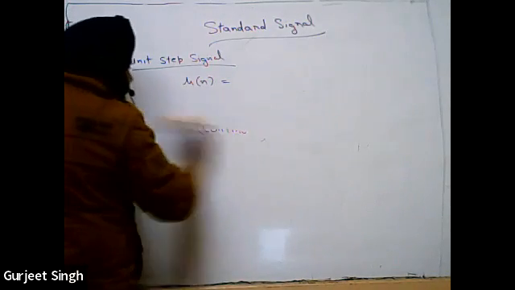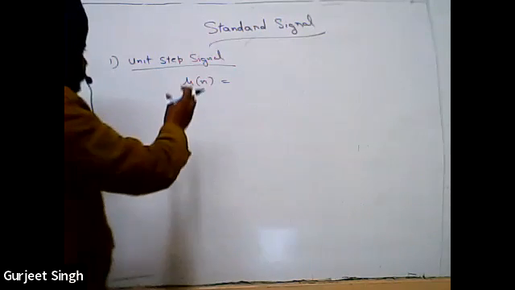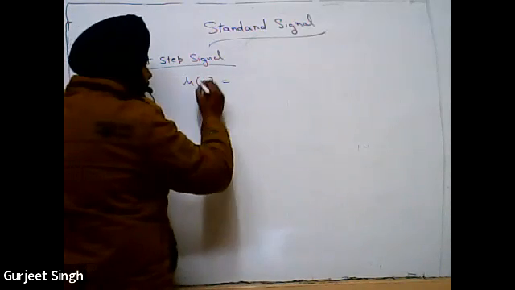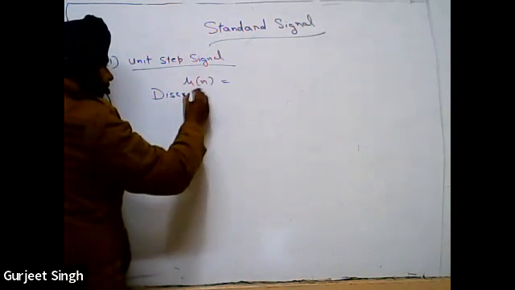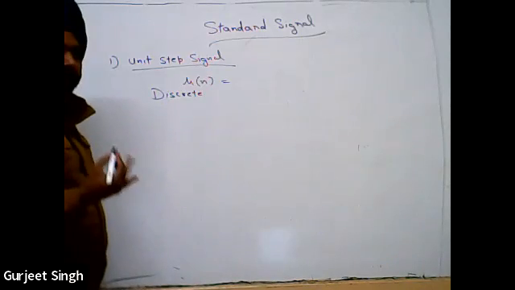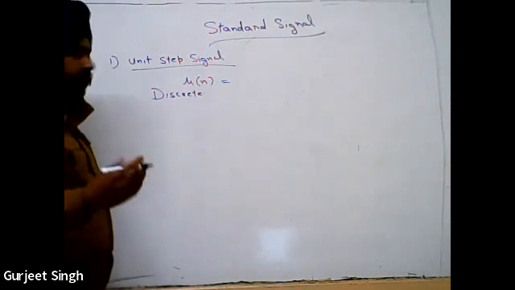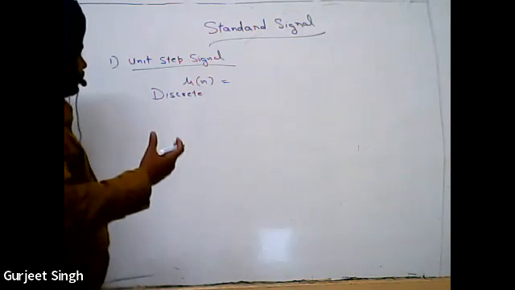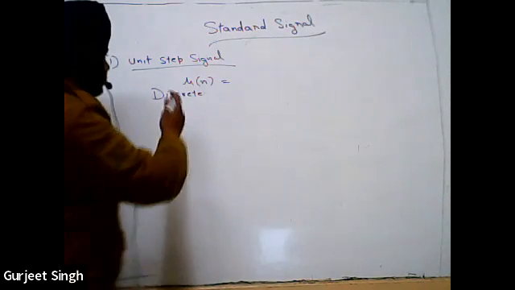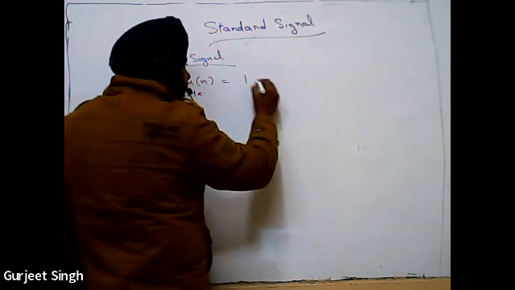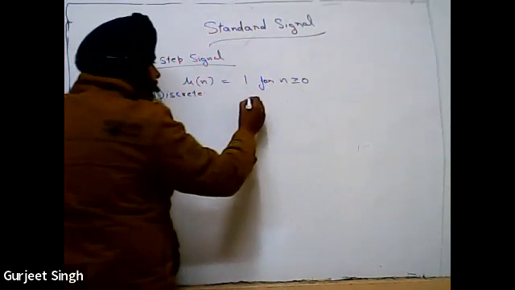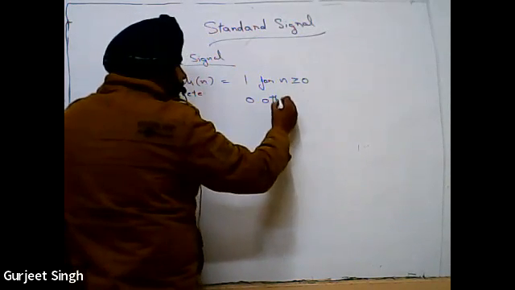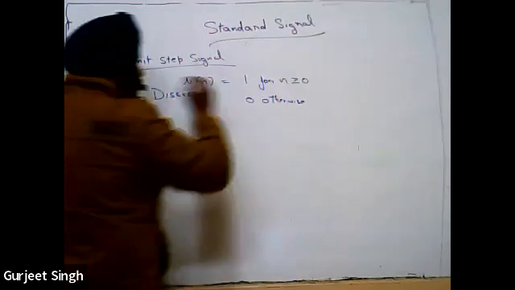So the unit step signal, firstly I will explain in the discrete type, is u(n). Unit step signal is represented by u(n), and this is the discrete type representation of the unit step signal. Its value is 1 for n greater than or equal to 0 and 0 otherwise. So this is u(n).